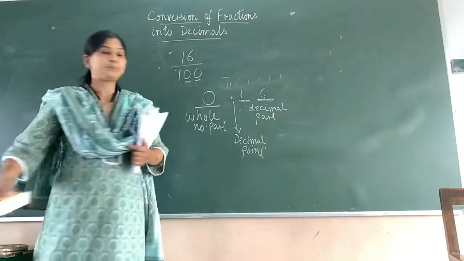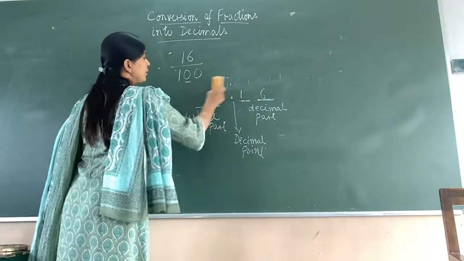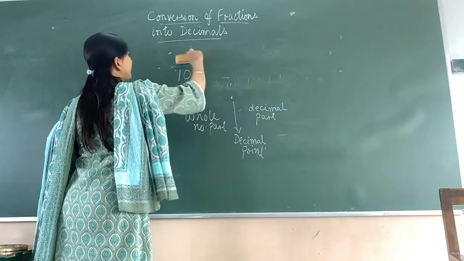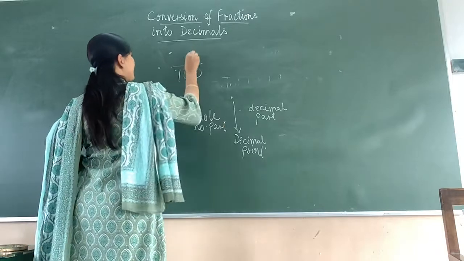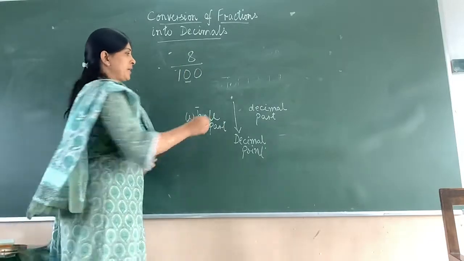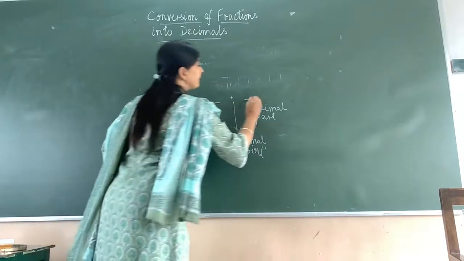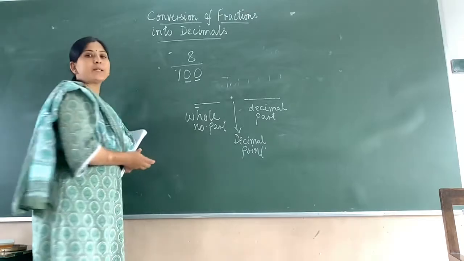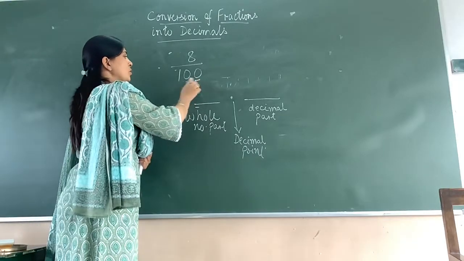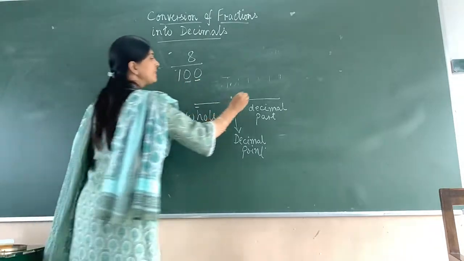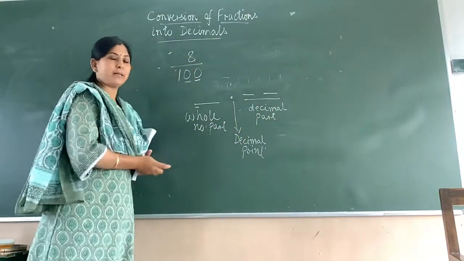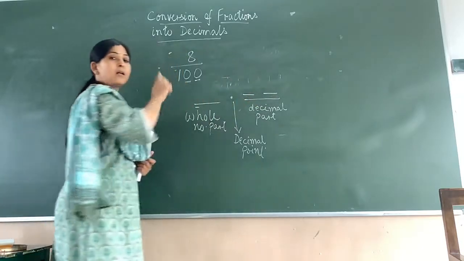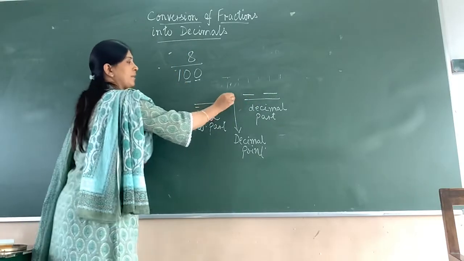Okay, now let me change this number. Let me make it 8. 8 over 100. Now see, again, how many zeros are there? There are 2 zeros that follow 1. That means there will be 2 digits after the decimal. If there are 2 zeros that follow 1 in the denominator, 2 digits will follow the decimal point. It will be written after the decimal point.